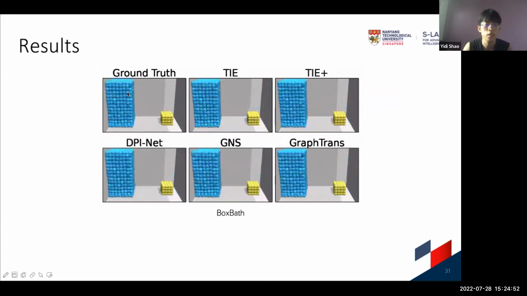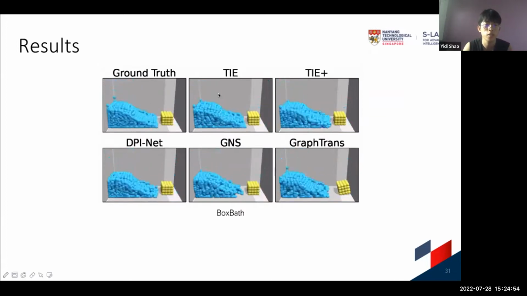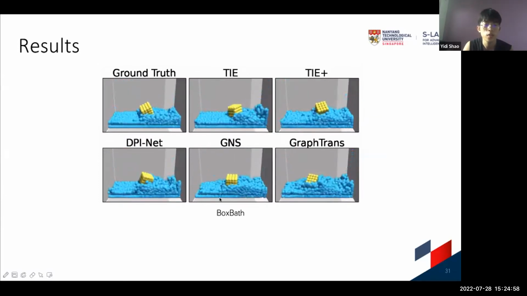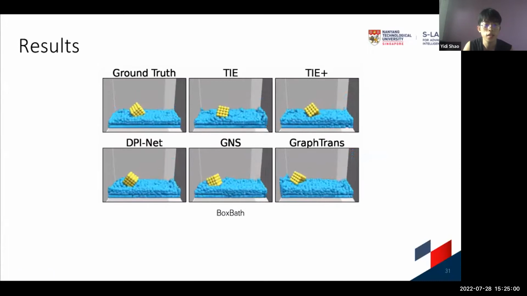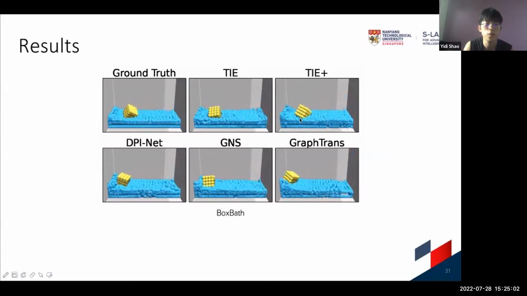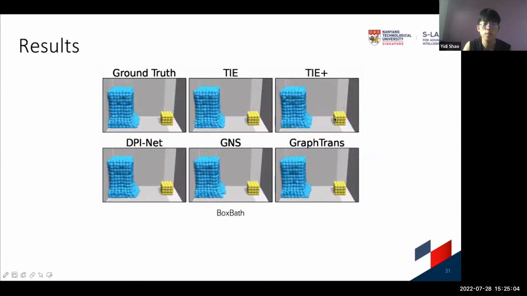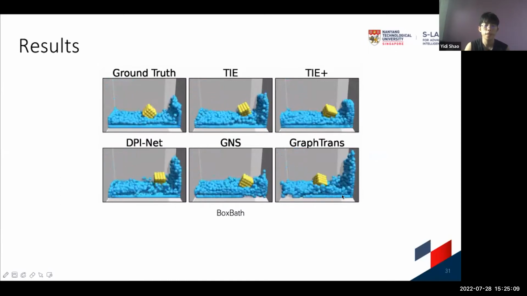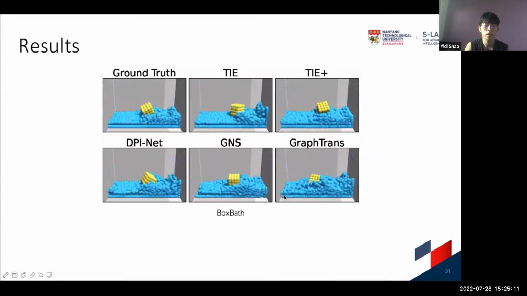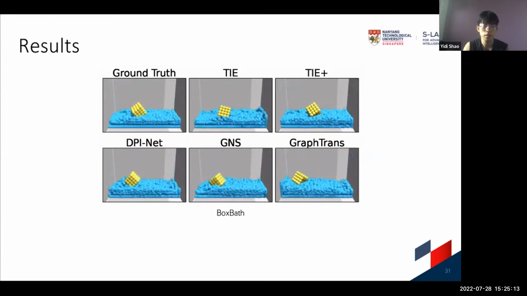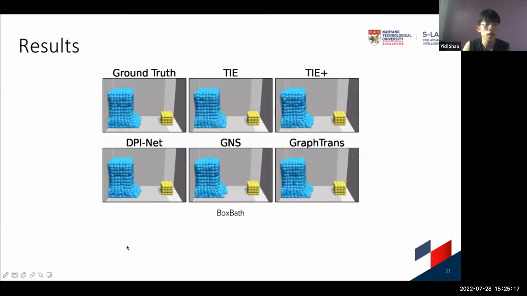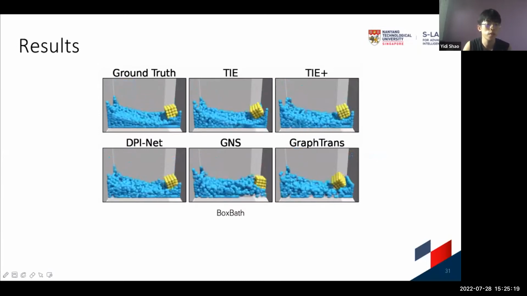So this is the ground truth, and the top two on the right are my models. So we can see that we can focus on the rotation and the position of the rigid box here. Yeah, so our models still are very close to the ground truth here.